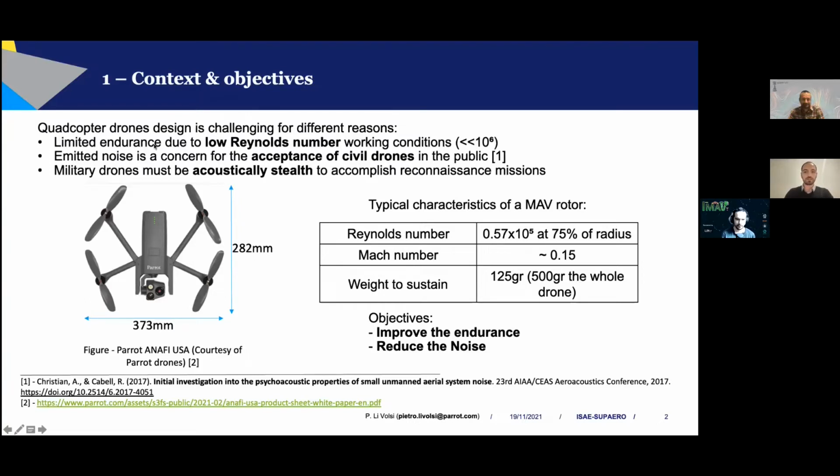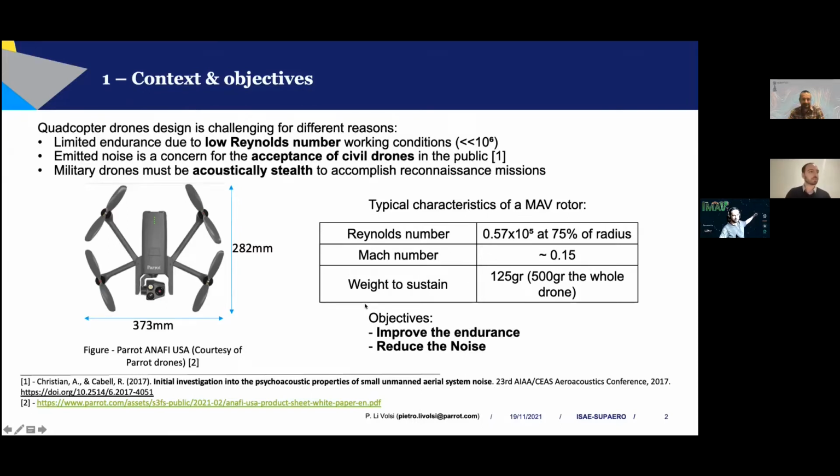On the other hand, since quadcopter drones are destined to be more and more employed for delivery of goods, their acceptance due to their emitted noise is a concern for the public. On the other side, military drones must be acoustically stealthy to accomplish reconnaissance missions. Here you can see the characteristics of a professional MAV drone: a low Reynolds number, a low Mach number, incompressible flow then, and a weight lower than 1 kilo.